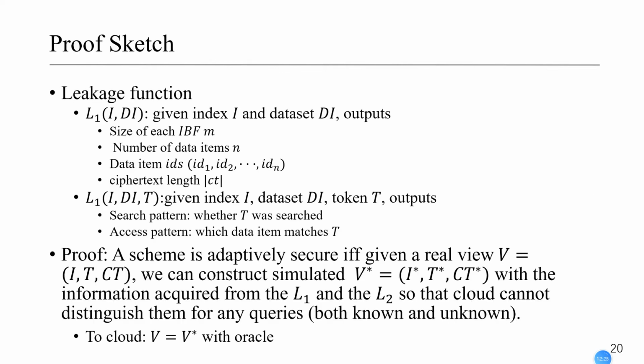For security analysis, we first define two leakage functions L1 and L2. We use the adaptive indistinguishability under chosen keyword attack security model and prove that the scheme is adaptively secure in the random oracle model.